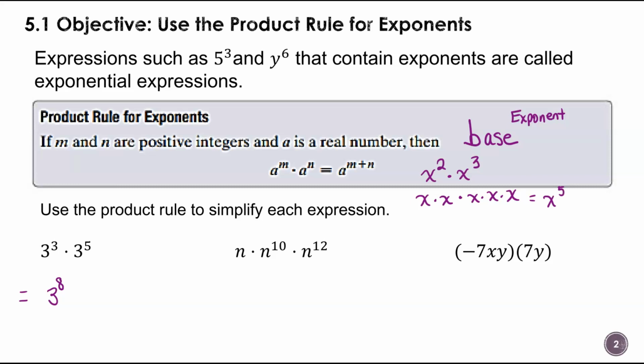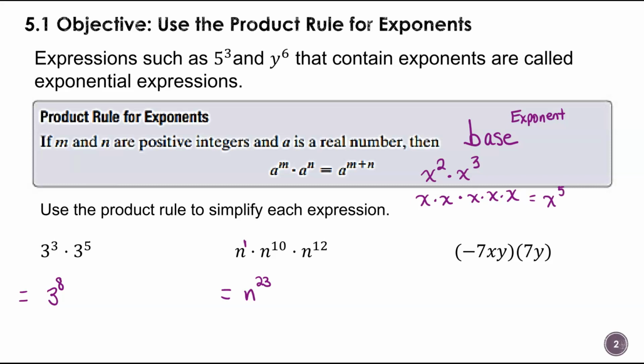Alright, so let's take a look at this next one. We have n to the first power. So when you don't see a power written, it's an understood 1, and that means n to the first times n to the 10th times n to the 12th. So this will be n to the 1 plus 10 plus 12, so n to the 23rd power.